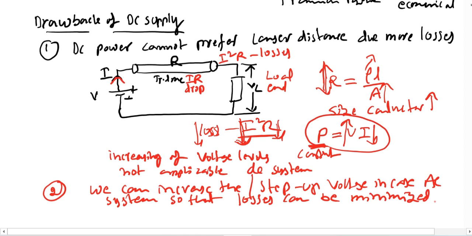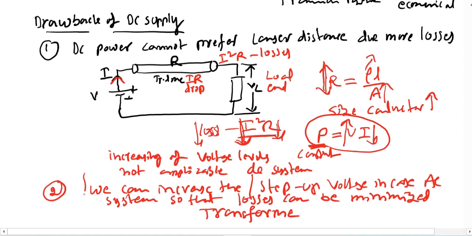How are we going to increase or step down the voltage? Because in the AC supply you are going to use transformers. These transformers are available in the AC supply, where you can increase or decrease the voltage level, so that you can decrease the losses in a transmission line, if the line is going for a longer distance.